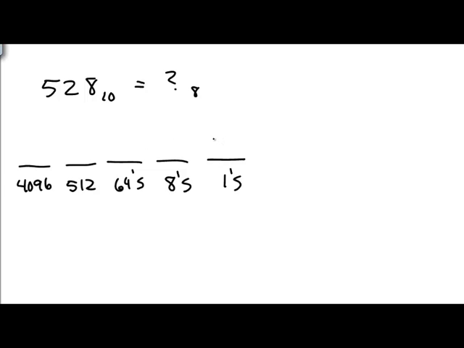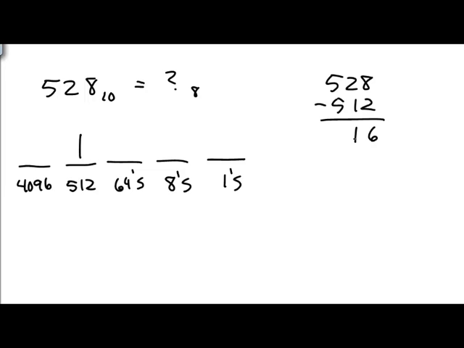Well, here's the trick. Start from the largest amount. How many 4096s are in 528? None. You can put a 0 there or you can skip it. But we can fit some 512s in there. We can take one 512 out, and we're going to be left with 528 minus 512 is 16.